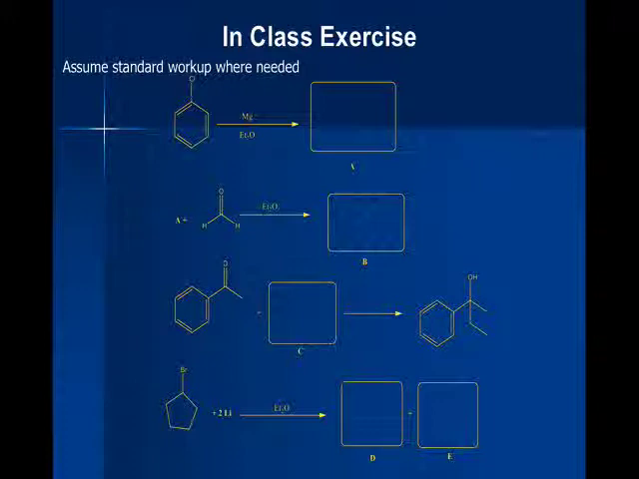Let's do a little in-class exercise. A little throwback to chapter 12. I wanted to throw this in because your heads are probably hurting right now from orbitals. So let's stop thinking about orbitals for a second. Let's think about just some reactions. So I want you to assume standard workup where needed. And I want you to think about it at 2 levels. I want you to think about it in terms of the functional group transformation, and then I want you to think about it in terms of the specific compound that you get. So A plus B gives what? And then what specifically does it give? Okay?